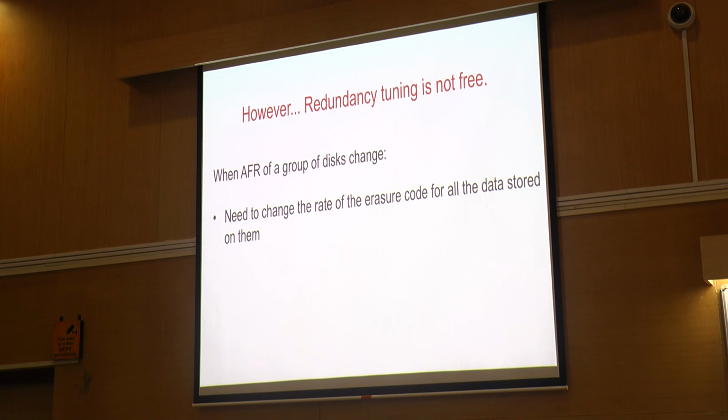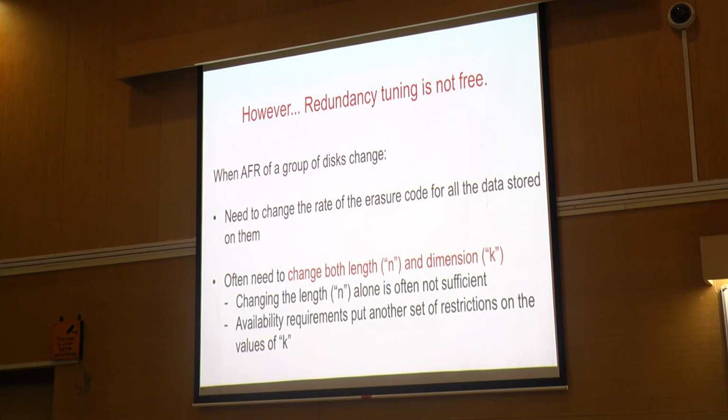What that means for a storage system is that data encoded using one type of code now has to be changed to be as though it's data encoded under another code, right? And often, one needs to change both the n and the k parameter. One might think that we can keep k fixed and just change n, because that allows us to vary the overhead, since that changes the rate, or in other words, redundancy, right?